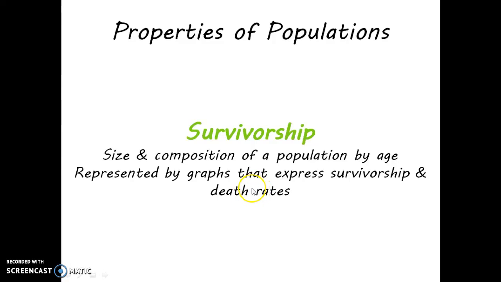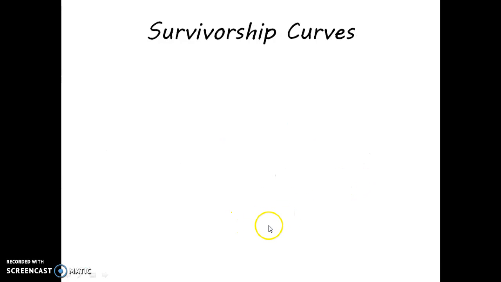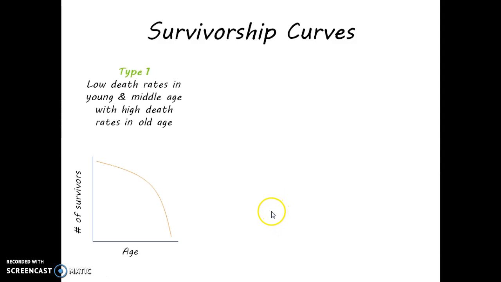The next property of populations that we'd like to talk about is survivorship. So when we look at a population, we want to look at the size and composition of that population by age, and we can represent that size and composition using graphs that express how many animals are surviving and also their death rates. So we've got 3 different types of curves. The first one is type 1. This is where we have very low death rate in young and middle-aged individuals, and then as individuals age, we start to see more and more individuals die at a higher rate. Humans are a really good example of type 1 survivorship curves. We have lots of survival with our young and middle-aged people, but as we age, we die more frequently.